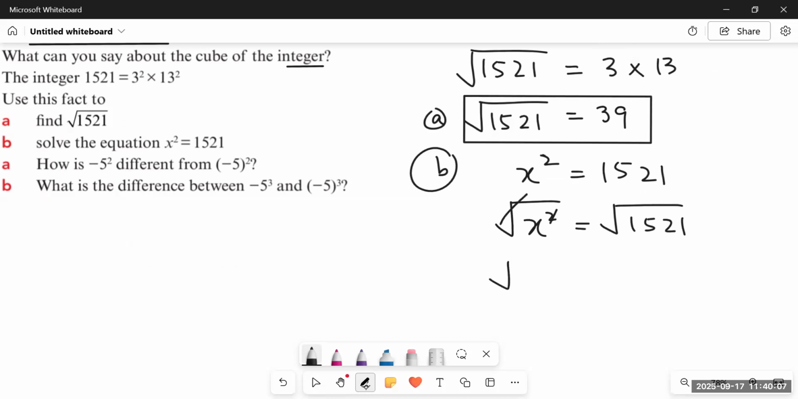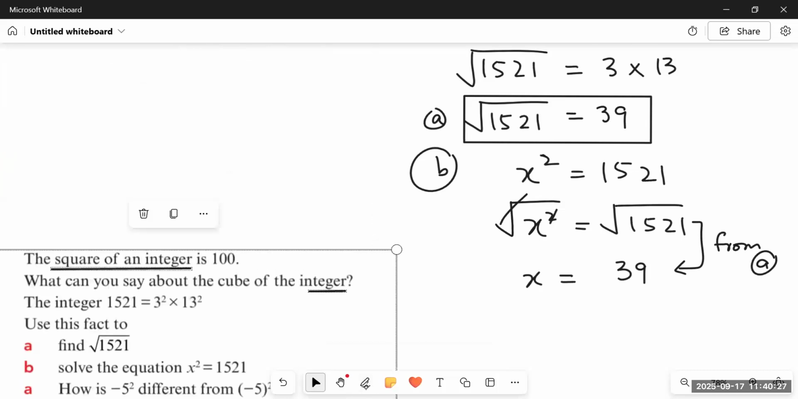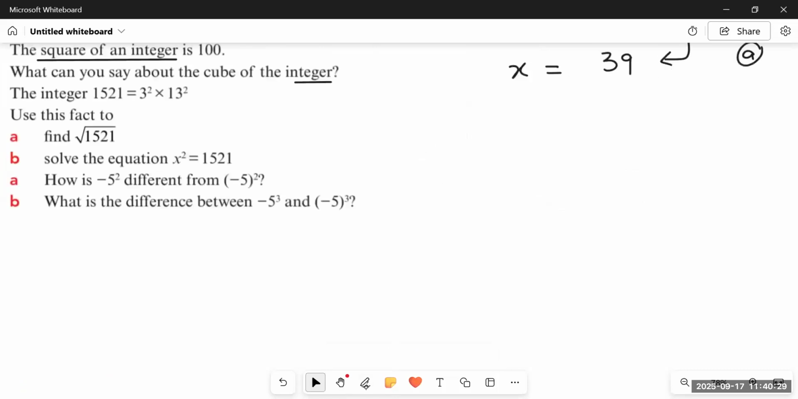Okay, it will cut each other. So we are left with x equals 39, because the square root of 1521 is 39 from part A. We have just calculated it from A. You see? So we just have to use the facts given in the steps and the facts that we are getting from solving the equations for solving the next part.